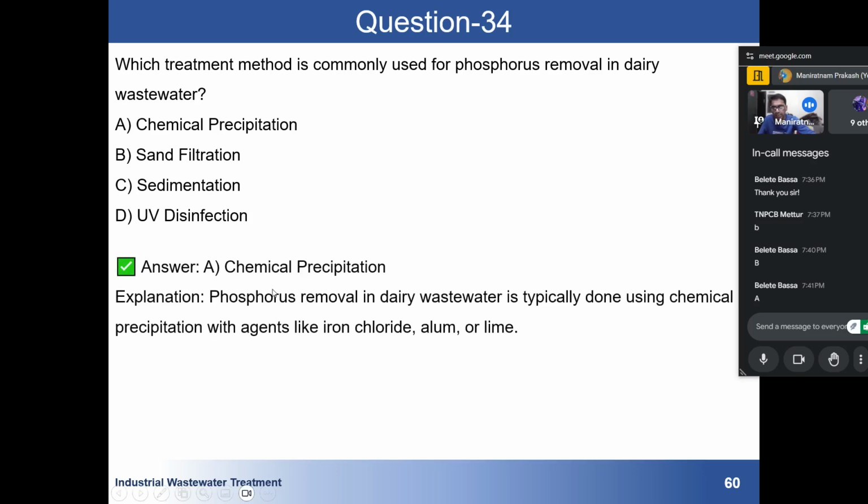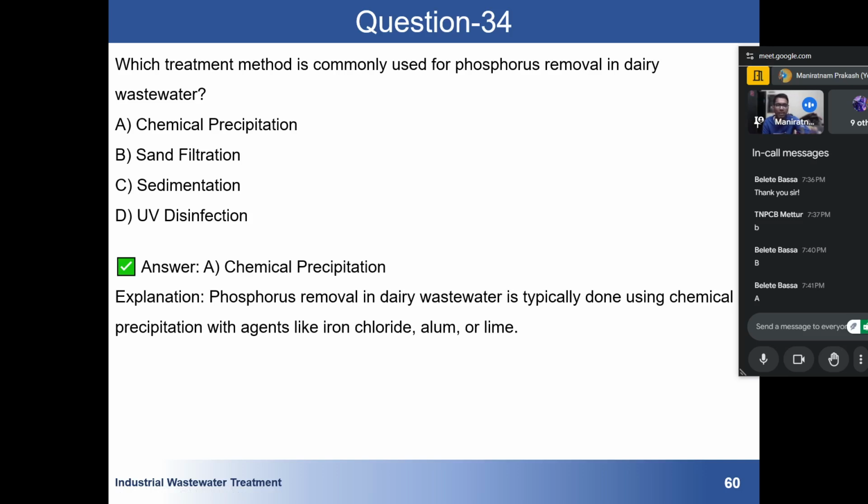The correct answer is A. Phosphorus removal in dairy wastewater is typically done using chemical precipitation, where agents like iron chloride, alum, or lime are added. This reacts with phosphorus present in the form of phosphate, and they precipitate, generally as Fe, iron.